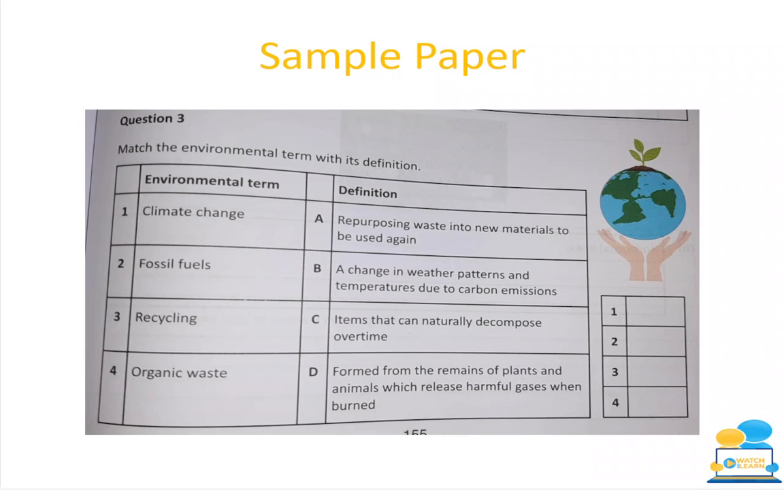Recycling. So part A says repurposing waste into new materials to be used again, and yes, that fits perfectly, so I'm going to write 3A. And then finally I'm left with organic waste and C, which is items that naturally decompose over time, and I would write that there in 4C then.